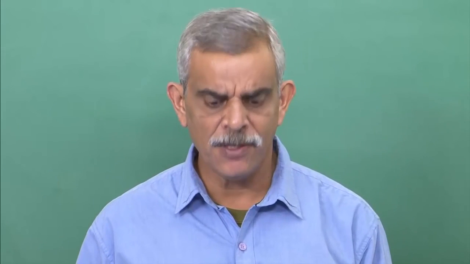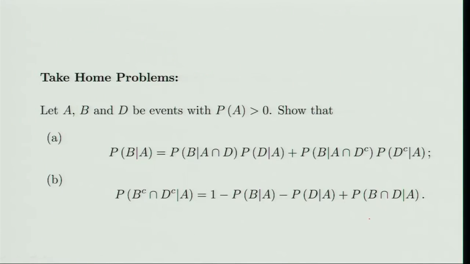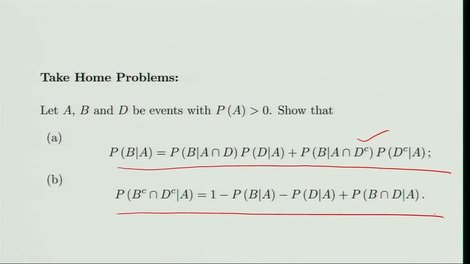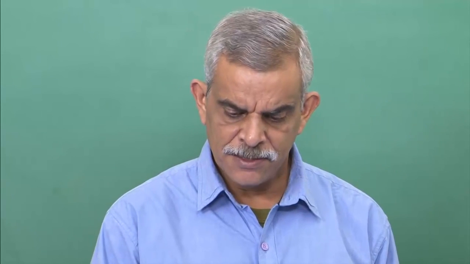Now let me give a few problems. We have seen that the conditional probability is a probability function. Using that, try to prove these two results. Let A, B and D be events such that probability of A is positive. Try to show that probability of B given A satisfies this relation. Similarly, try to show probability of B complement intersection D complement given A is the same as this quantity. So take these as assignment problems. Their proofs are almost straightforward once you use the fact that conditional probability, which is P dot given A, is a probability function.